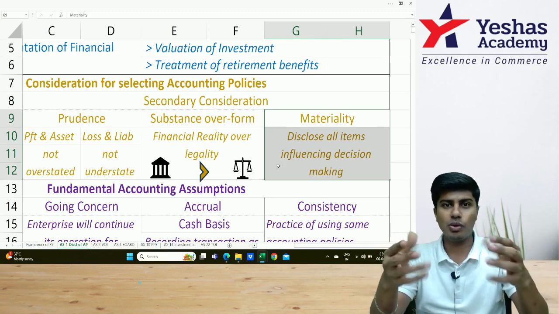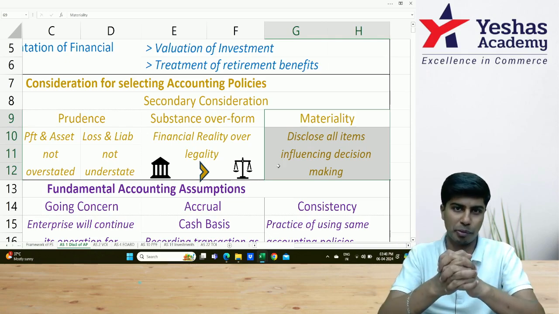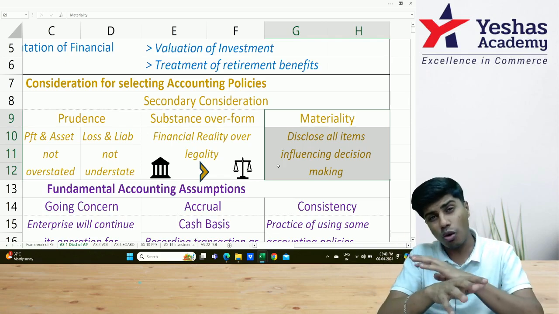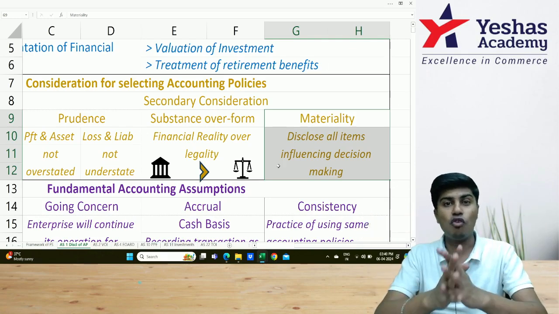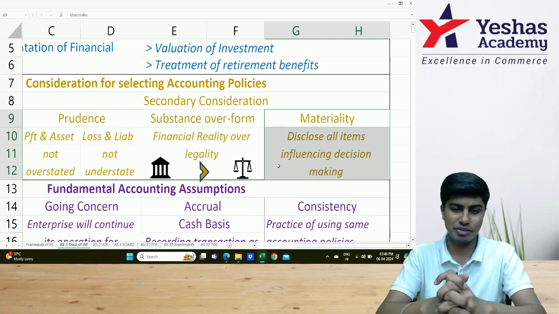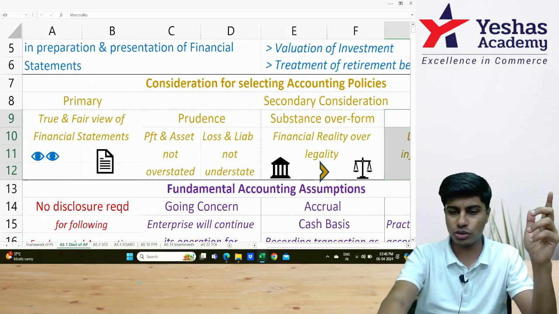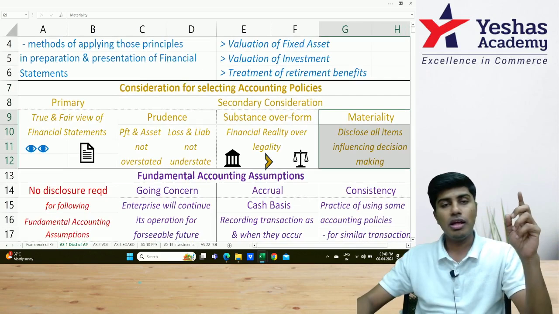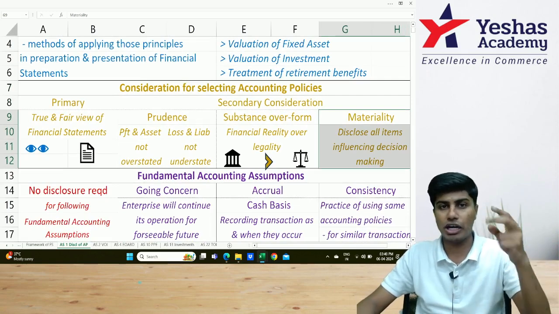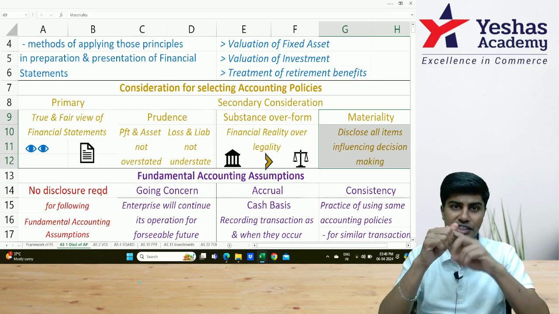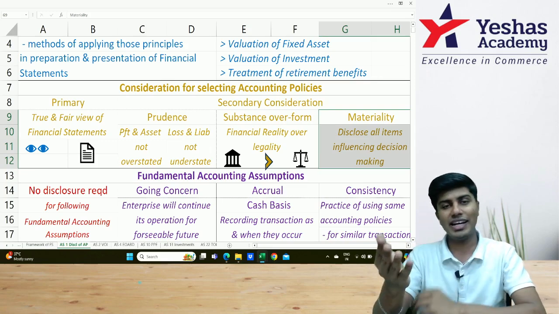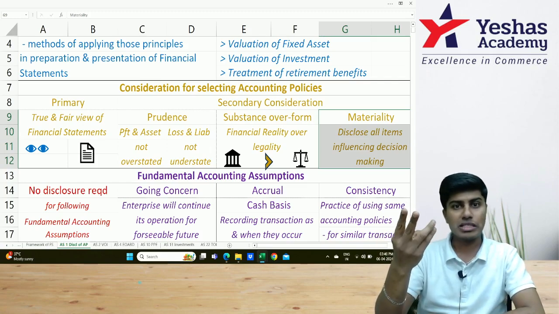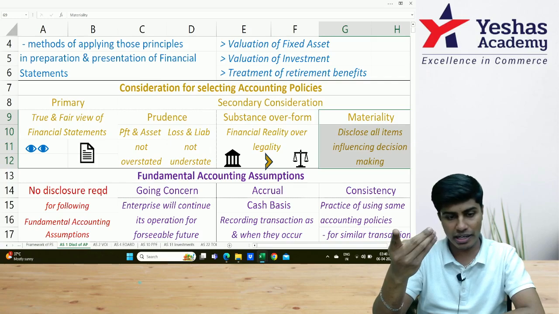In such a scenario, it is our responsibility when we prepare financial statements to disclose all such information which is material and necessary for the user to take his decision. So I'll quickly run you through everything what I just told now. The basis to decide accounting policy are two. The primary consideration is to ensure that the financial statements have true and fair view. The secondary consideration is prudence, substance over form, and materiality.